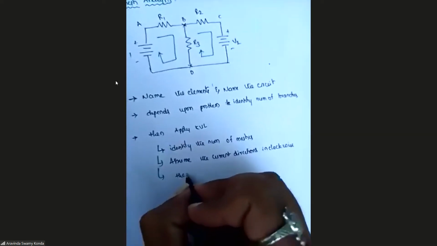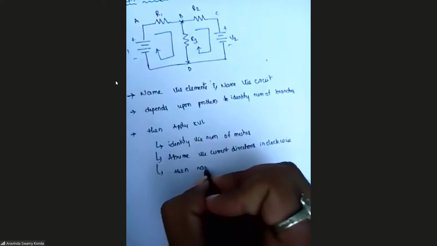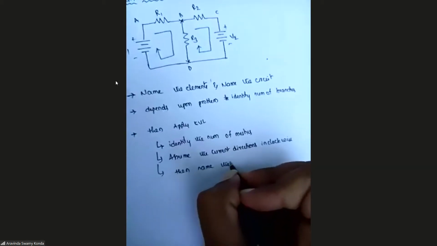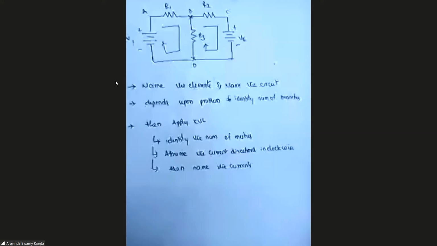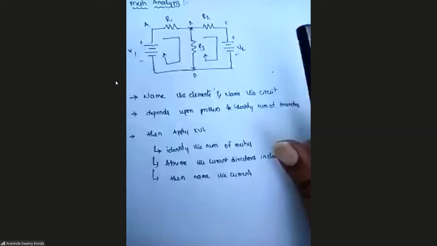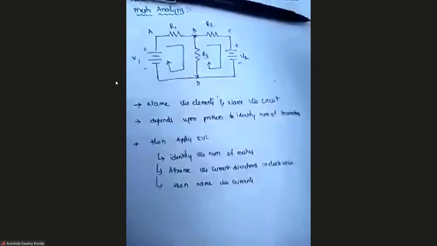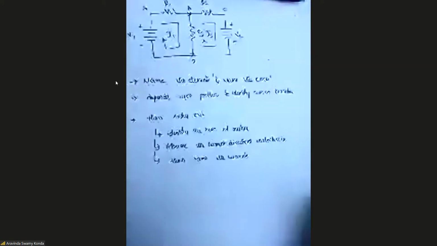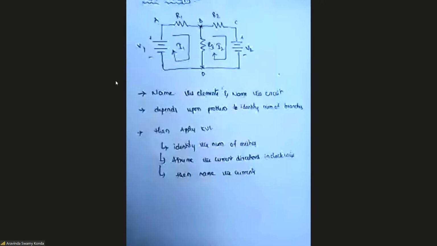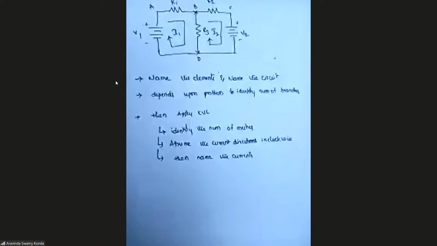Then name the currents. So how many meshes are there? That many currents we can assume. So this is I1 and this is I2. Am I clear up to now? You know all these things already. Yes or no? Yes, sir.